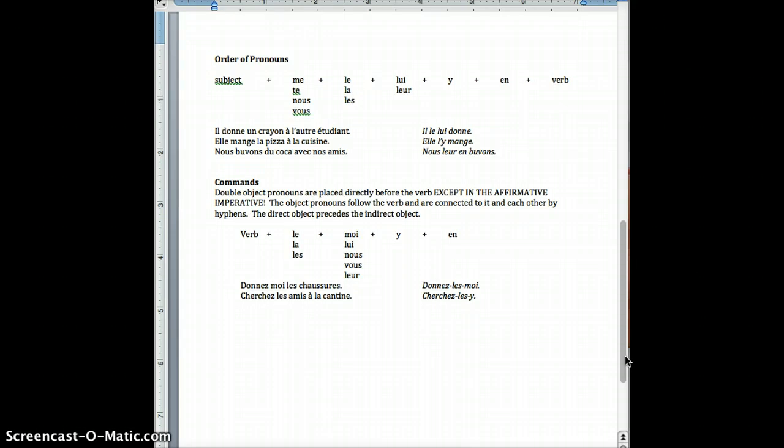Now hopefully this was a bit of a review. This is your new information. In commands, this follows a completely different order, and only in affirmative commands, not in any negatives. In affirmative commands, it follows the verb. Then you have le, la, les. Then you have moi, lui, nous, vous, and leur. And then you have y and en. So in other words, the direct object precedes the indirect object.